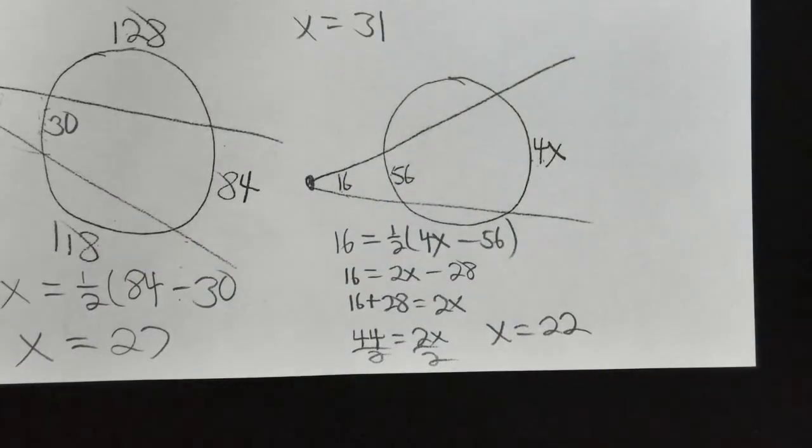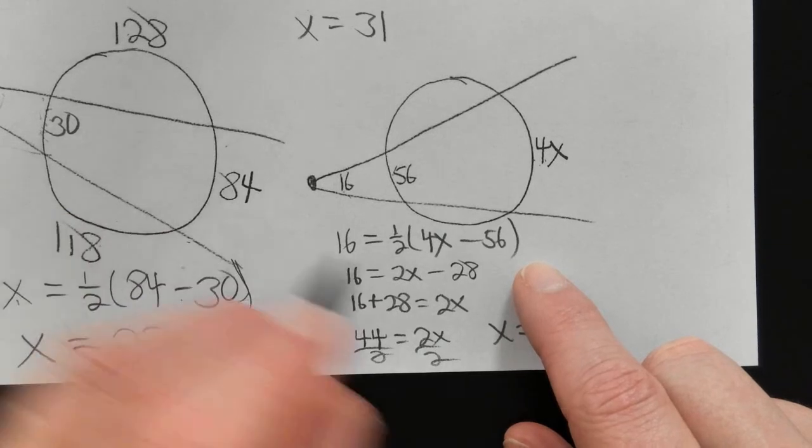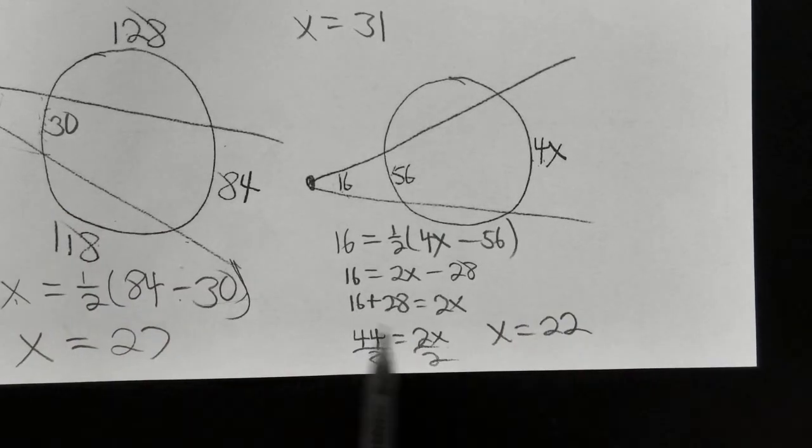All right, so there you go. So this one just happened to set up with the x in a different spot. You can still set it up and solve it for x. Okay? All right, so there you go.